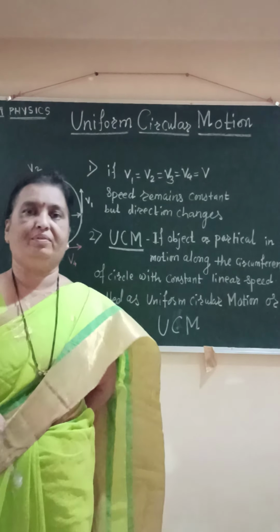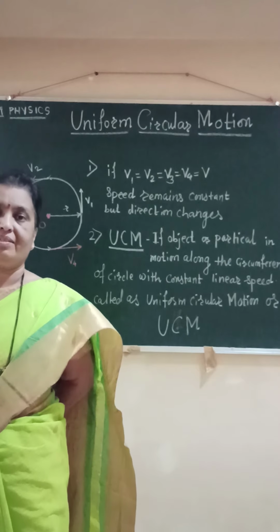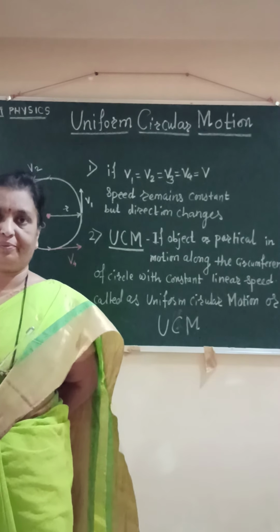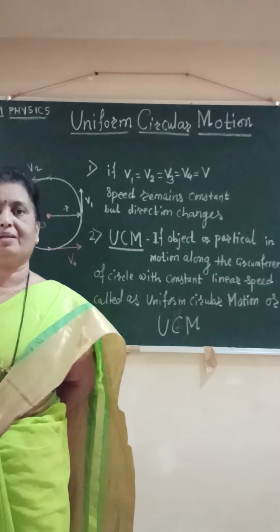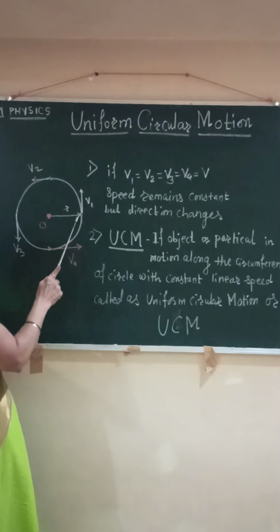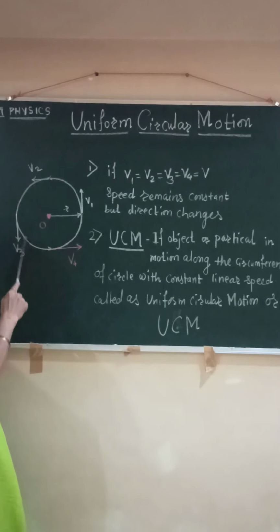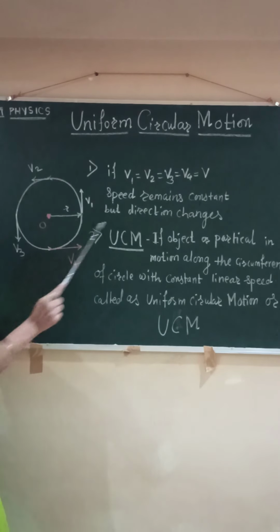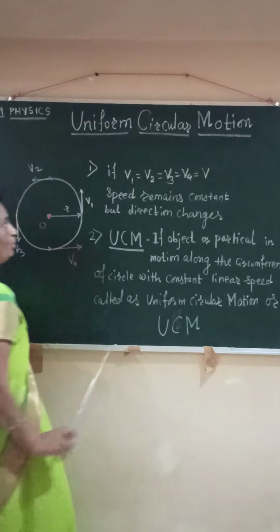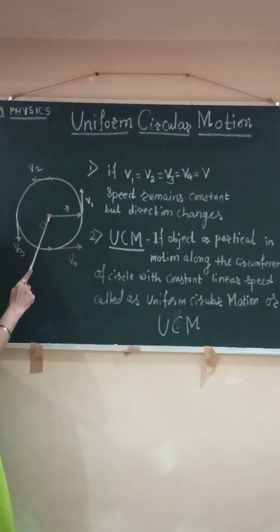Motion of the moon and other planets around the sun is almost in a circular path. So these are some examples which we can say are performing circular motion. So in short, we remember when the object is moving along the circumference of a circle, it is called a circular motion. Now here, we have drawn one circle whose radius is r.